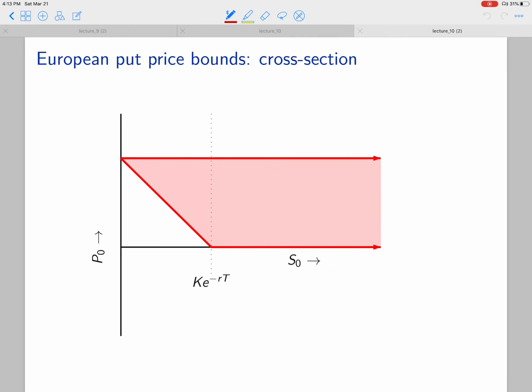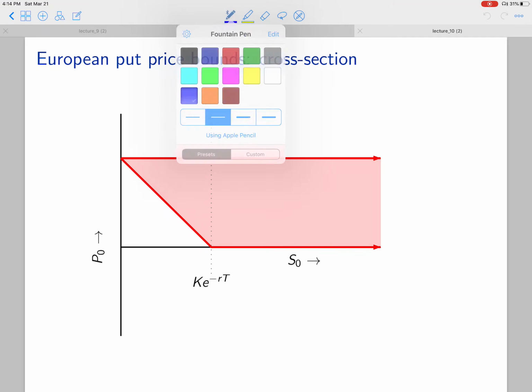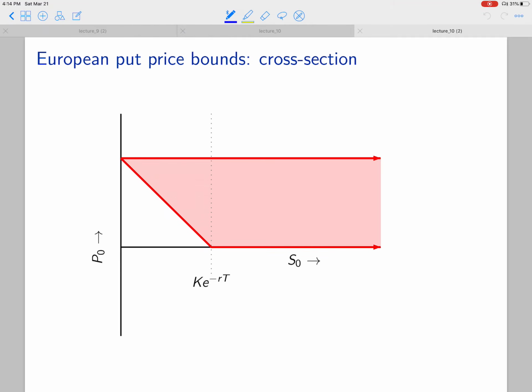This graph shows the same concept for puts. On the x-axis again is the current stock price. This time on the y-axis is the put price. Solid red lines represent upper and lower bounds on the put price. Red shading is the set of feasible model prices that do not permit arbitrage.